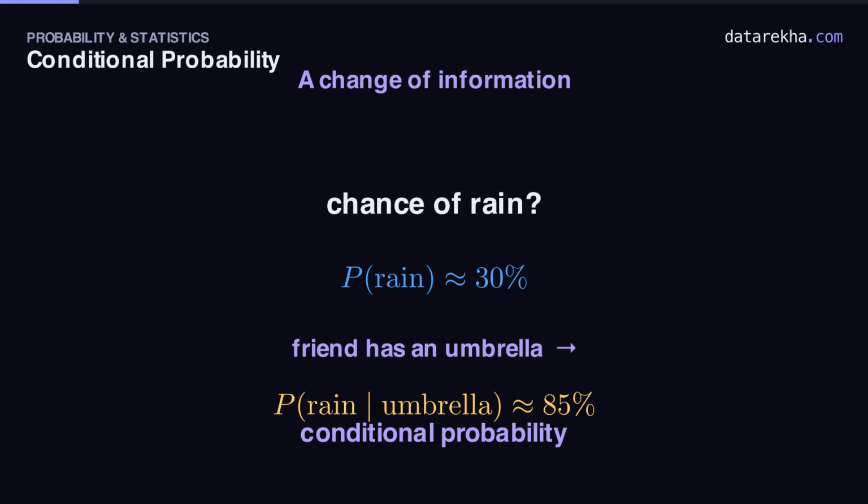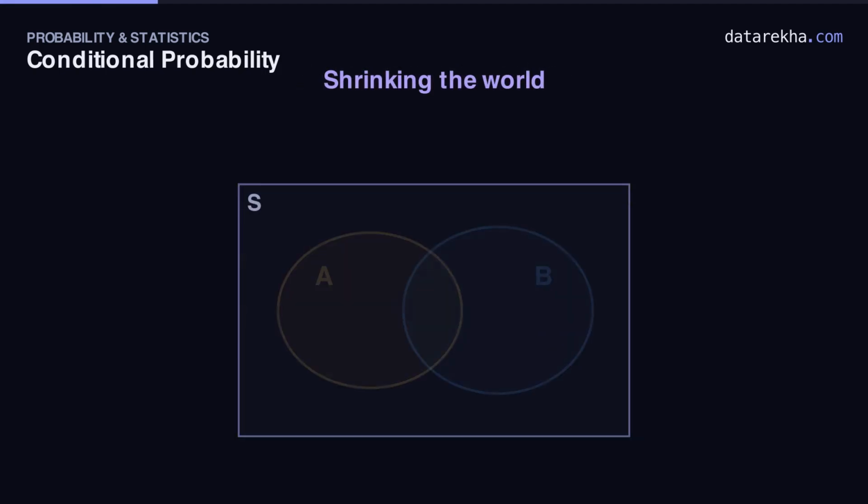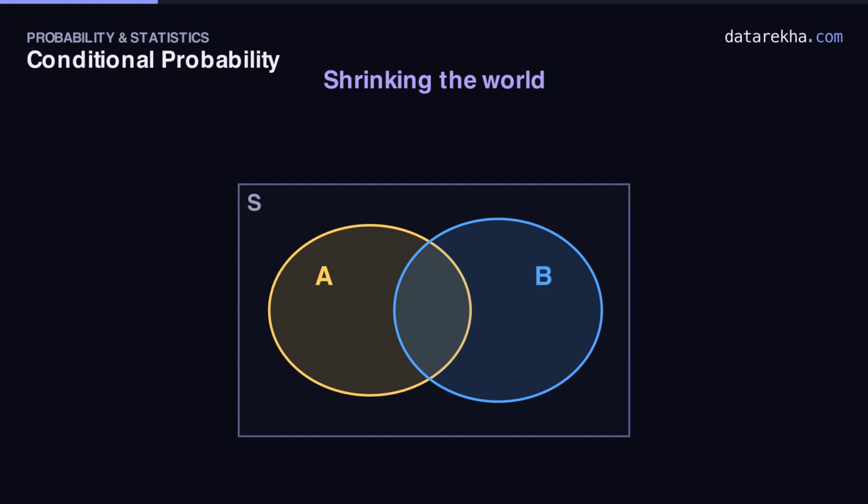Updating a probability the moment new information arrives is the whole idea of conditional probability. Written P of A given B. Picture every possible outcome as a point inside this rectangle. The whole rectangle is the sample space S. Two events live inside it. Event A in gold, event B in blue. Where they overlap sits the event A and B, both happening at once. In green, that's A intersect B.